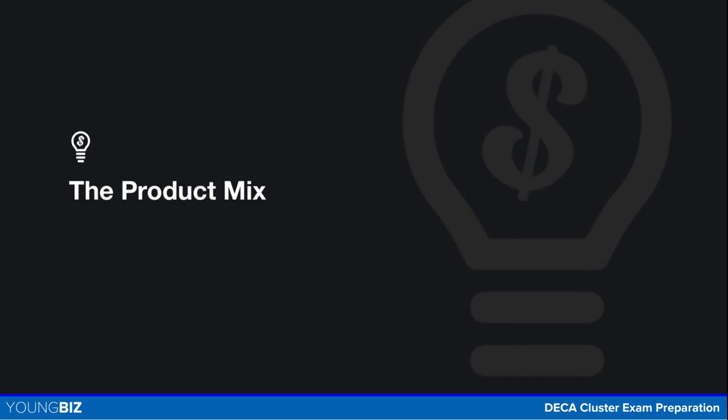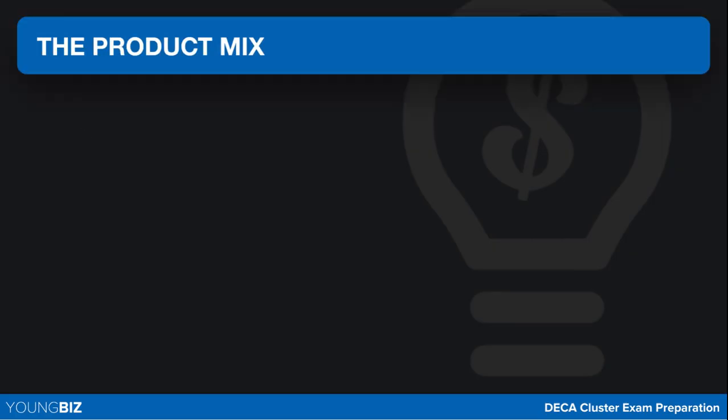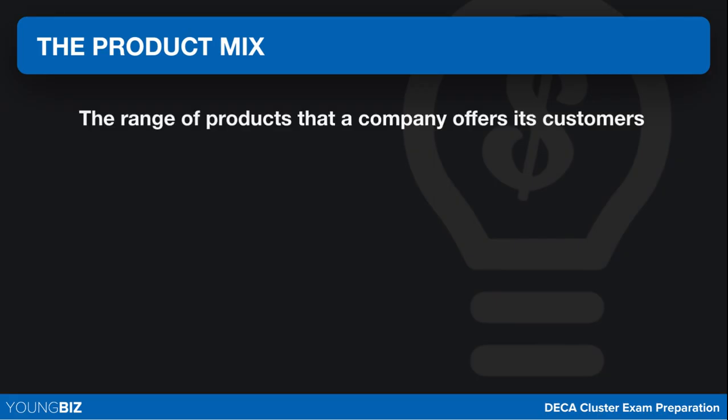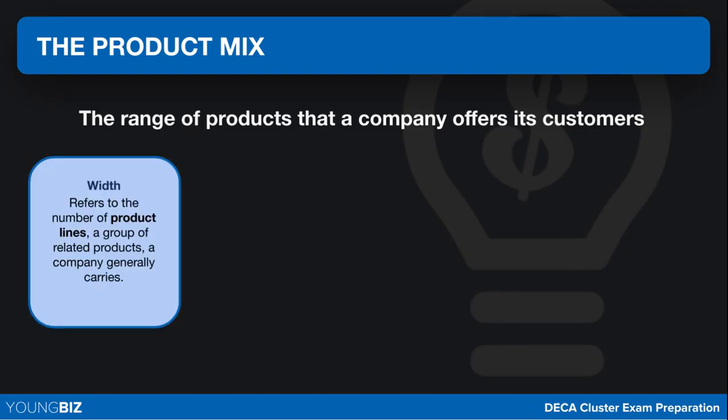All right, now that we know how a company makes the concepts for their products, we are ready to learn how they manage and sort them, which is where the product mix comes in. The product mix is the range of products that a company offers to its customers, and it comes in four main categories. The first of which being width, which refers to the number of product lines a company usually has. A product line is a group of related products that are usually created nearby each other.